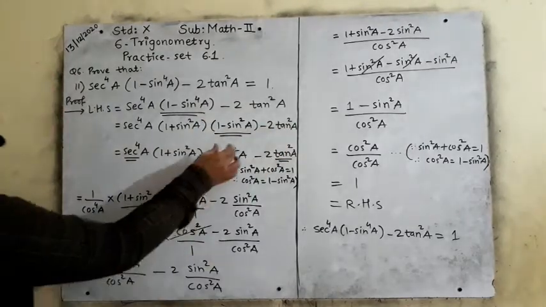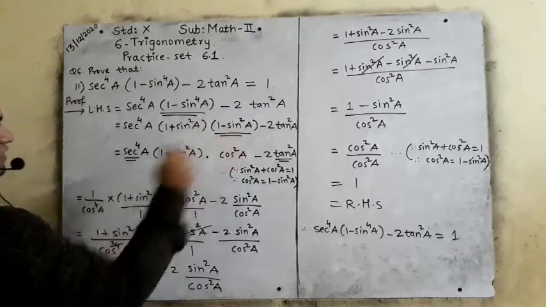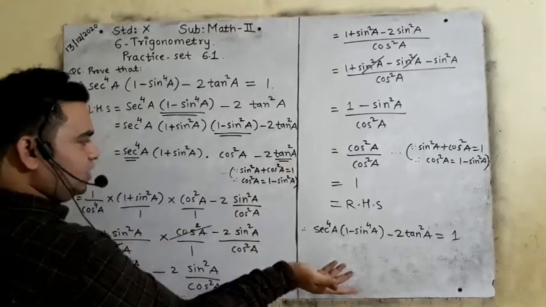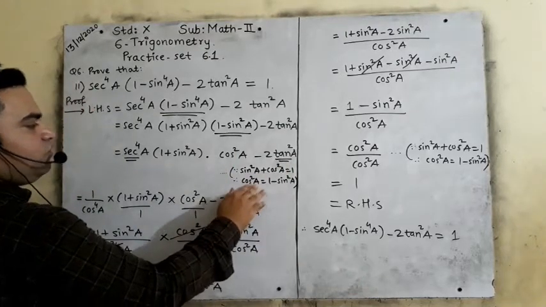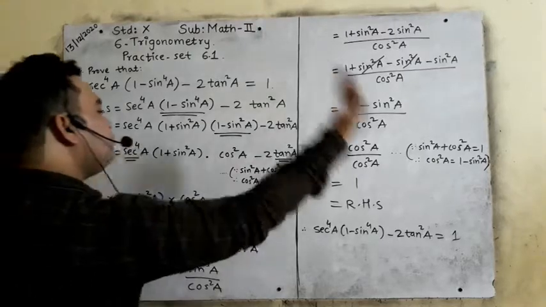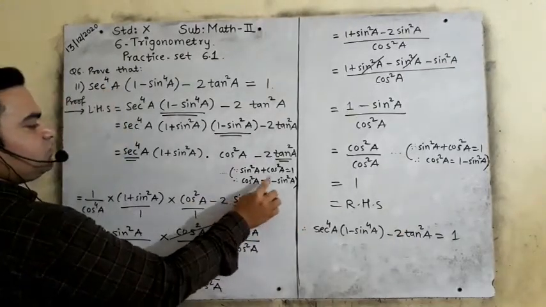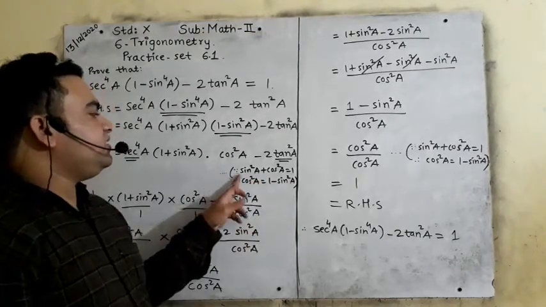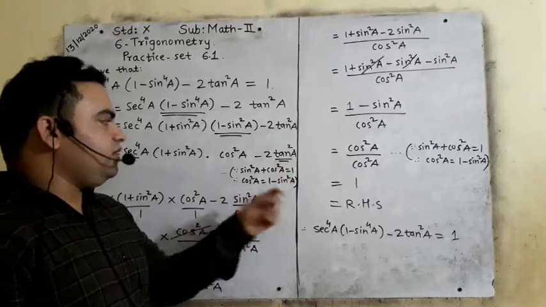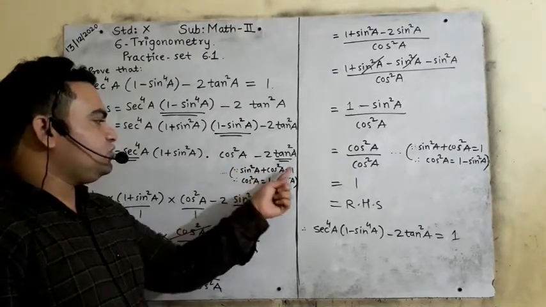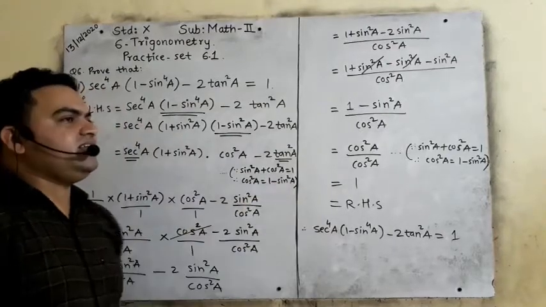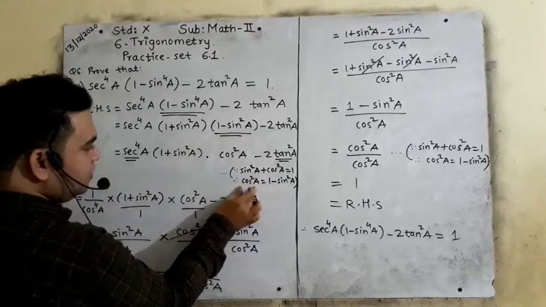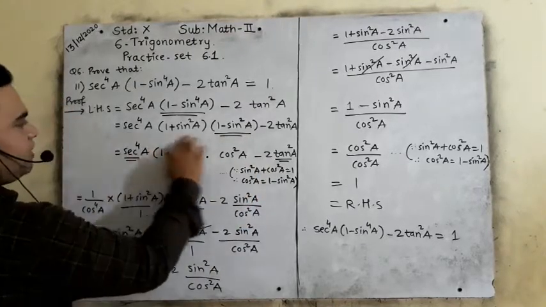Now see, I have underlined here, this is the value of cos square theta. Why? Because we know sin square theta plus cos square theta is equal to 1. So cos square theta stays there, and sin square theta goes to the right hand side. It will be cos square theta is equal to 1 minus sin square theta. Here capital A is used instead of theta. So sin square A plus cos square A is equal to 1. Therefore cos square A is equal to 1 minus sin square A. So in place of 1 minus sin square A, we will put cos square A. The other terms are as it is.